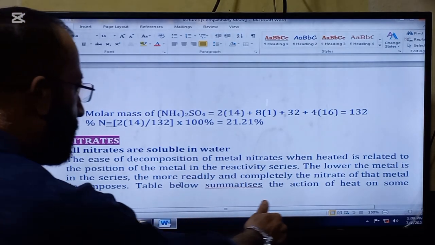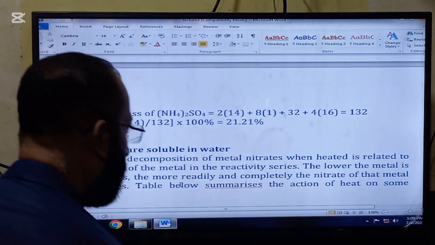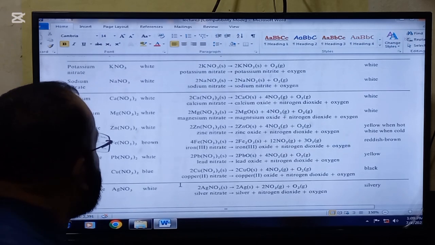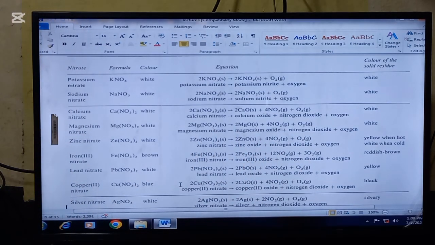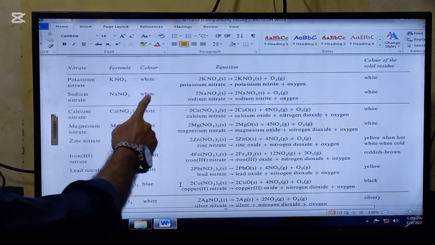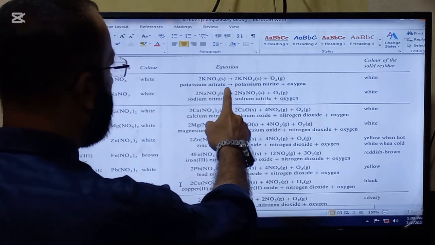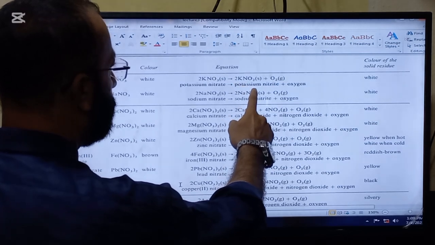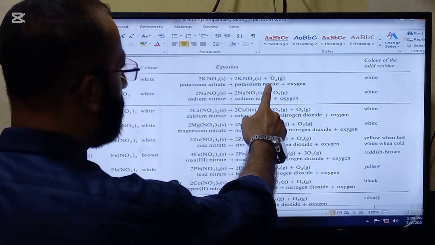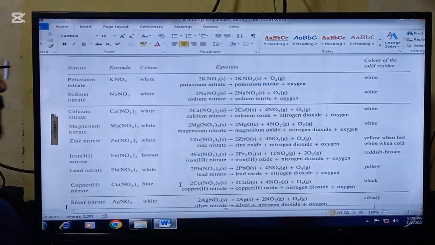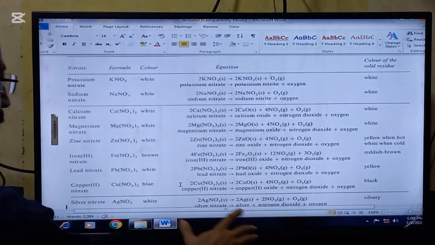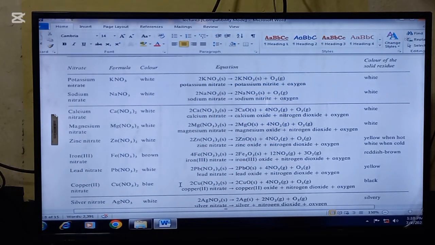The table below summarizes the action of heat on some nitrates. So here are some nitrates which are given. Potassium nitrate, color will be white. The equation is potassium nitrate will form KNO2, that is potassium nitrite, plus O2. The color of the solid residue will be white. So these are some reactions. Write it down in your copies and learn it.